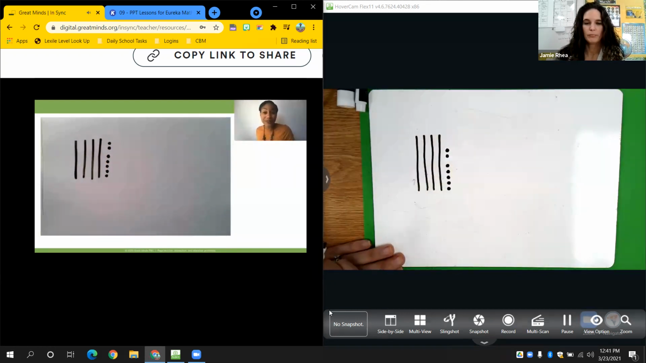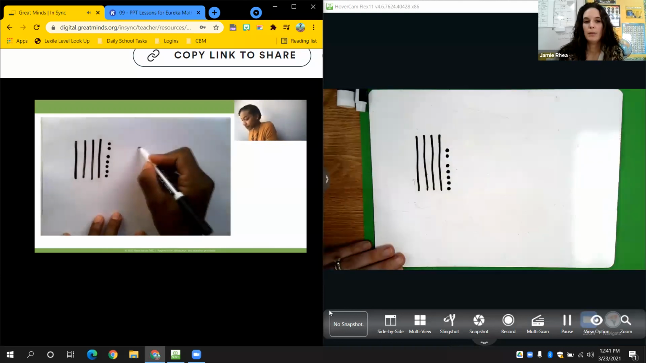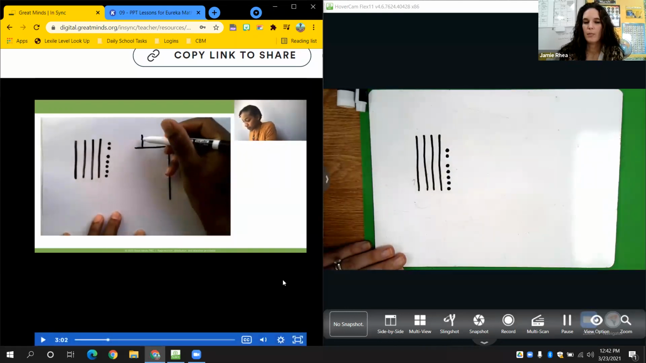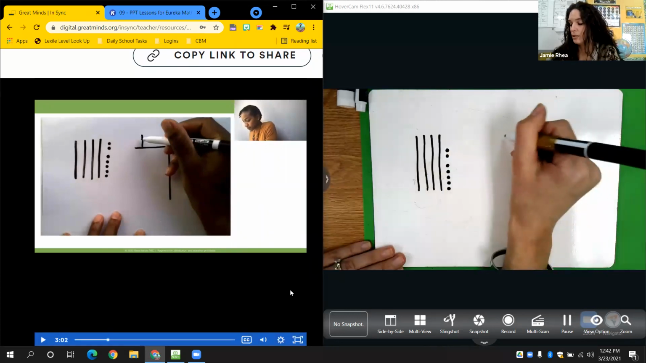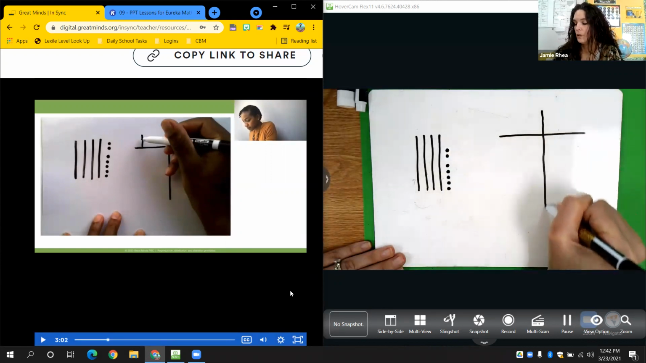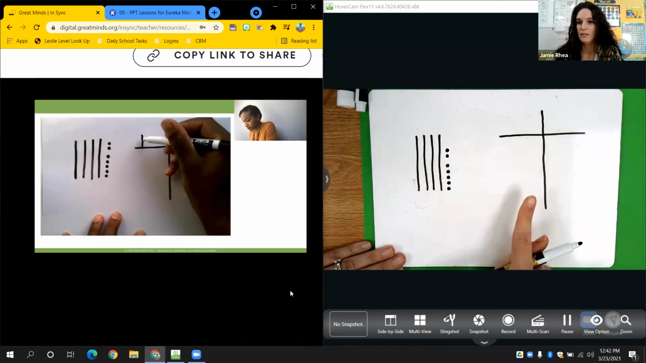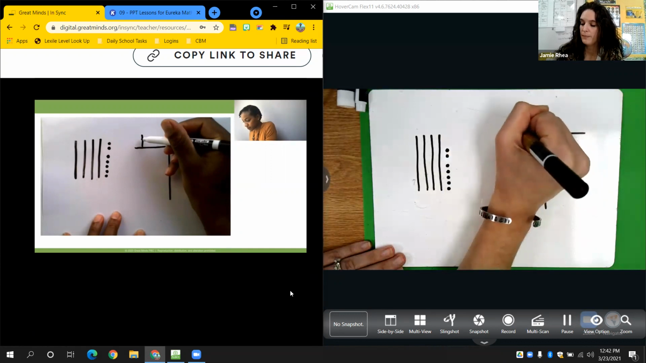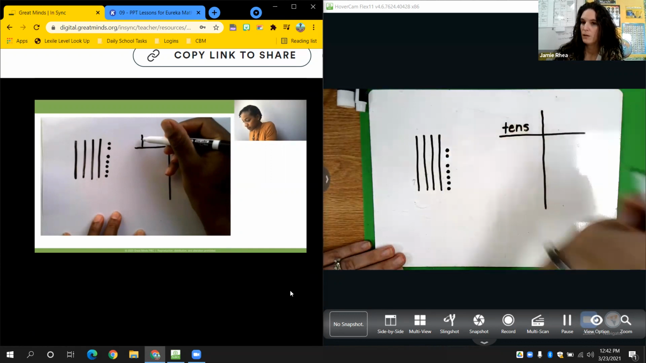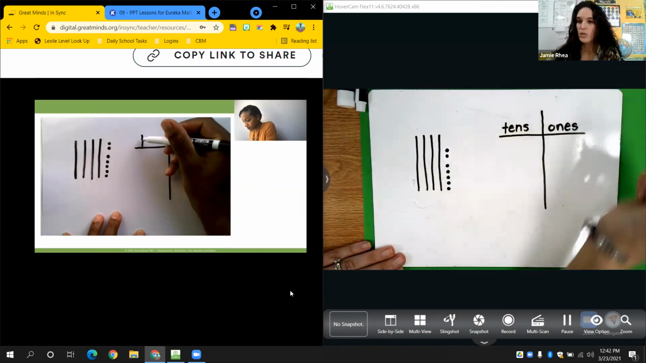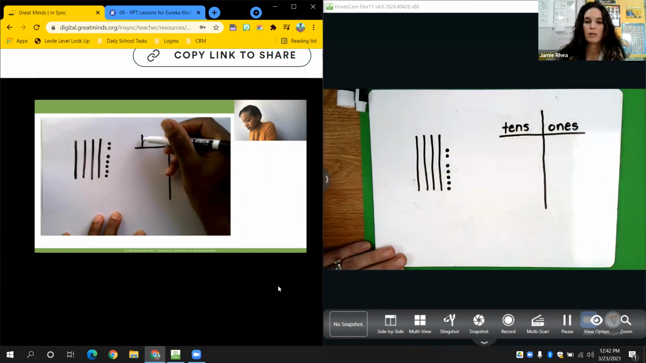Now let's fill in our place value chart. Okay, so I'm going to pause her for a second so we can make our 10s and 1s on our place value chart. Make it look like a T, like a lowercase t. And then we're going to write 10s and 1s. If you need more time to draw that out, just hit pause, okay?